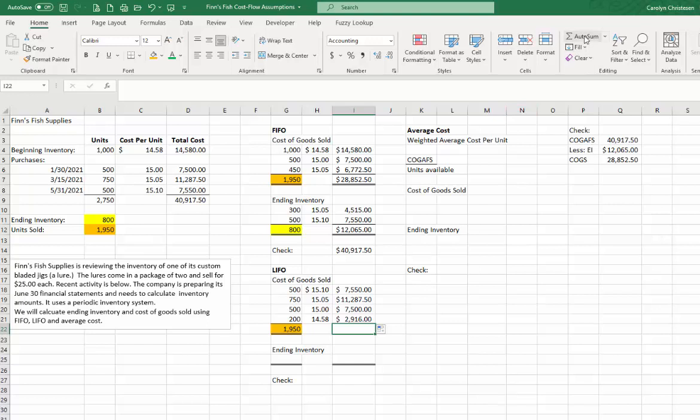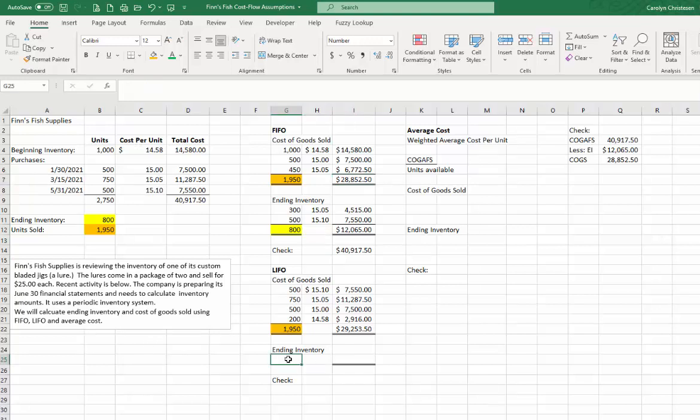So now our total cost of goods sold for LIFO is $29,253.50. Now, when prices are going up, this number will always be greater than this number. LIFO cost of goods sold will always be greater than FIFO. Why? Because we're putting the newer numbers into our cost of goods sold, right? We sold the newer units, which were more costly than the older units, okay?